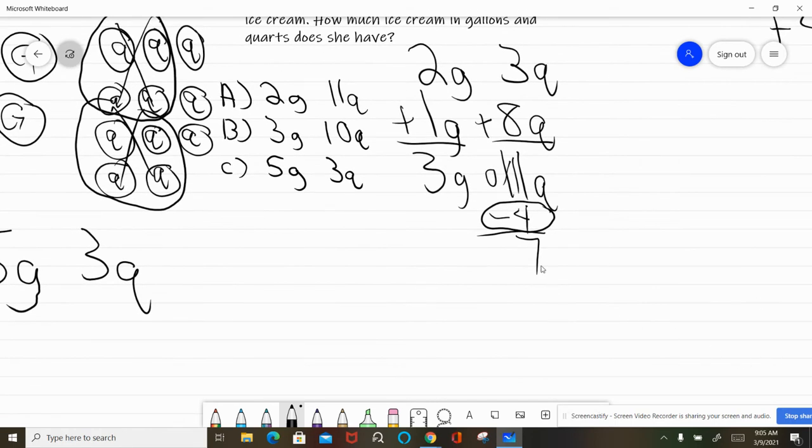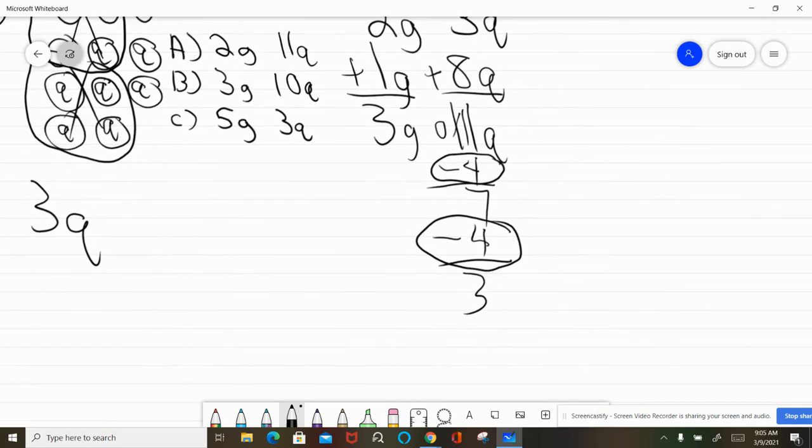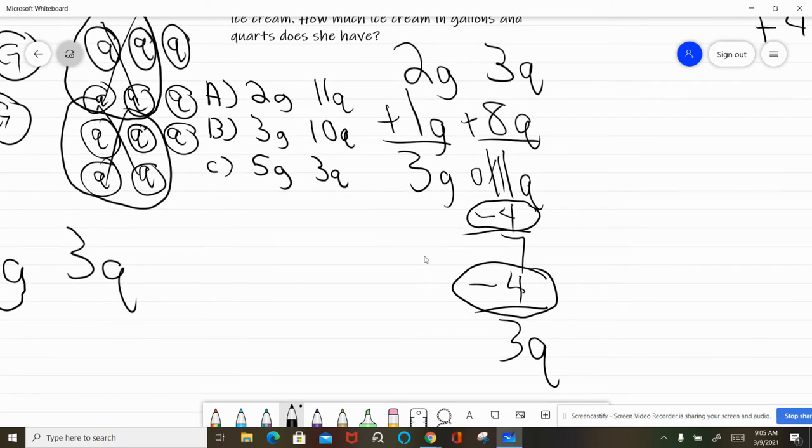Can we take away another 4? Yes, we can. 7 minus 4 is 3. Circle it again, very important. Can we take away another 4 quarts? We cannot, so that means 3 quarts is going to be our final answer, and then you need to know how many gallons you have to add here.